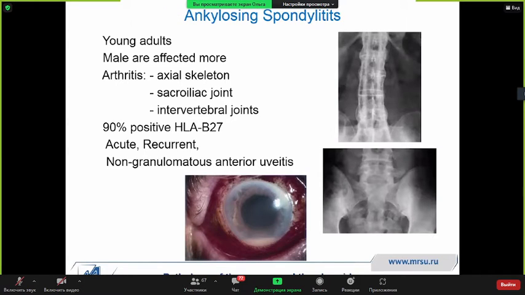The most popular systemic processes inside of our organism which can cause iridocyclitis is ankylosing spondylitis. Young male people mostly suffer from it. Arthritis can be here. Very useful information is about 90% positive HLA-B27. It can be acute, recurrent, and non-granulomatous anterior uveitis, mostly with hypopyon.